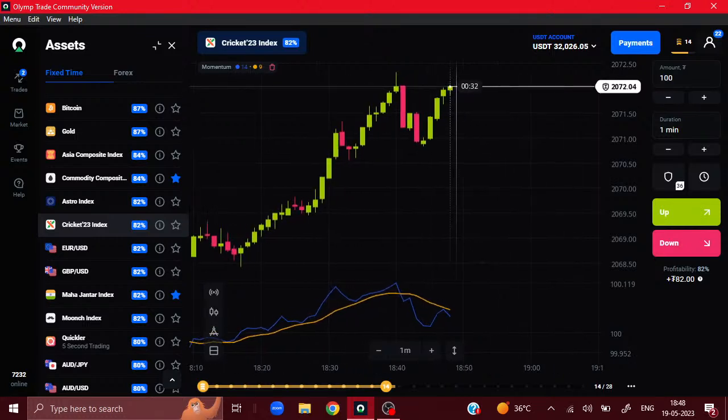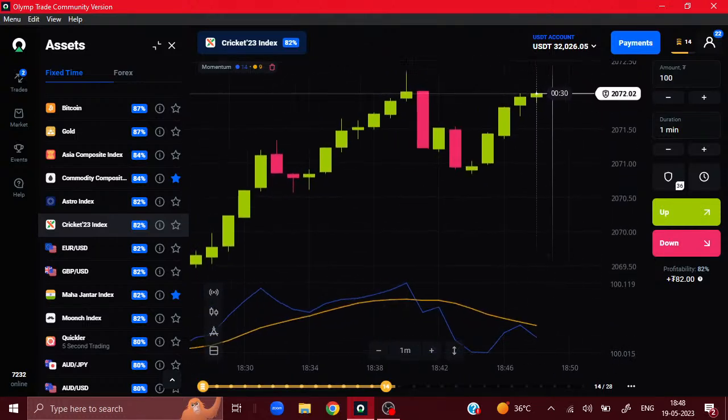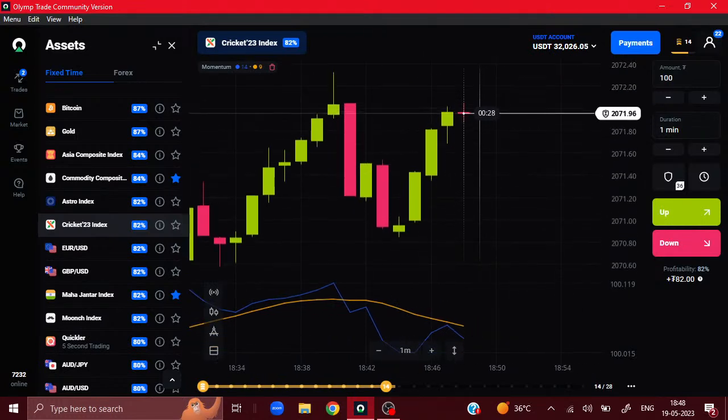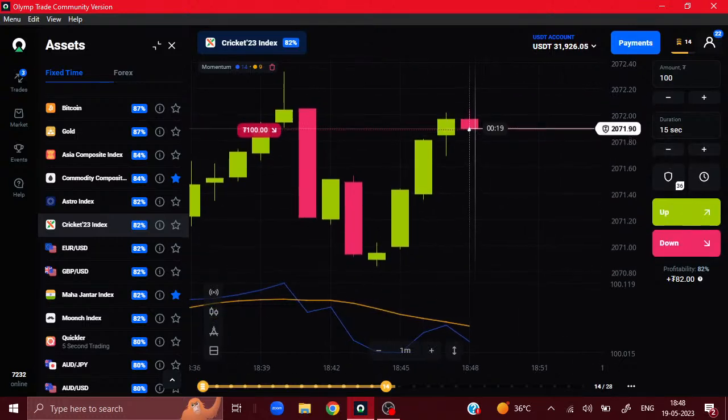In the Cricket 23 index, guys, we can see that this is clearly a level of resistance. I am going for a quick trade for 15 seconds in the downward direction. You can use the quick trading mode to quickly identify trading opportunities if you are able to find some.